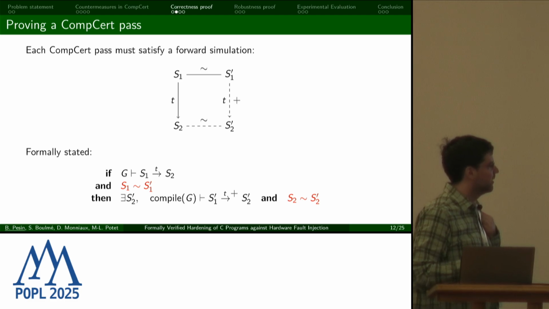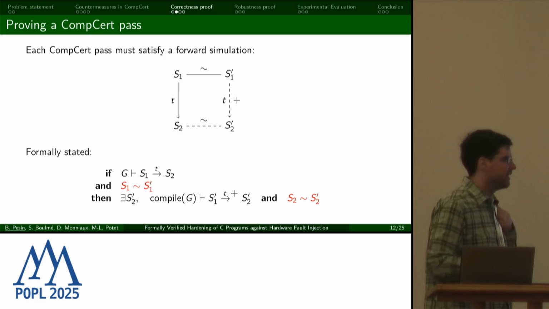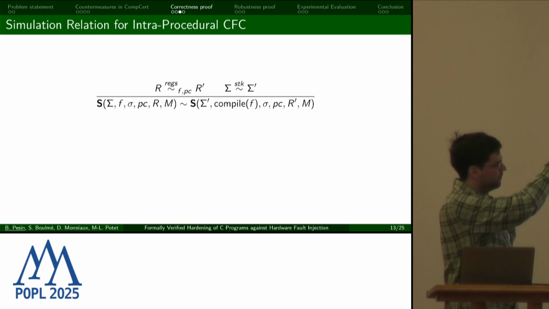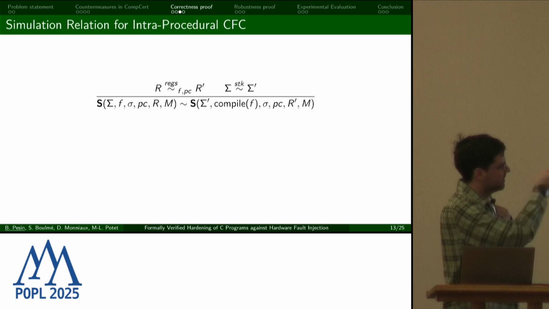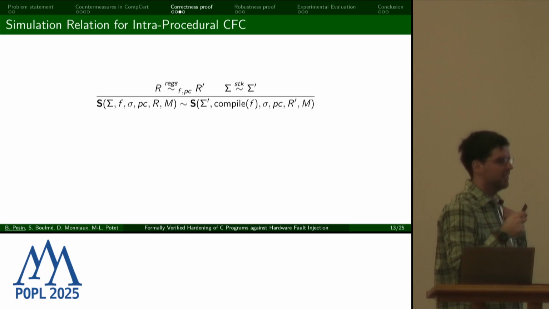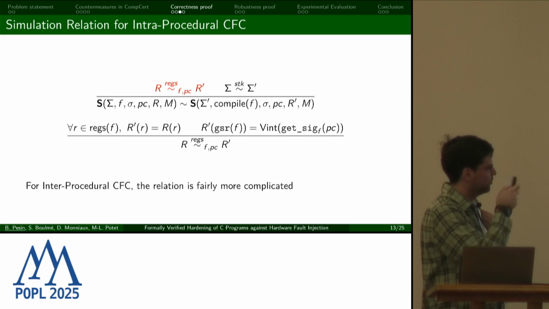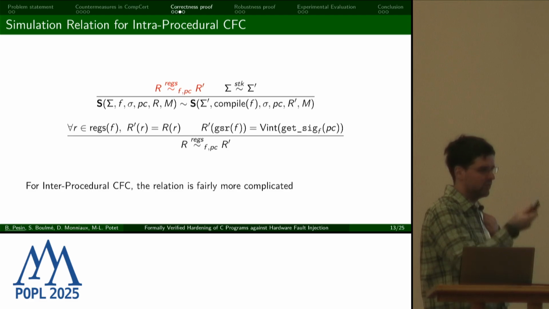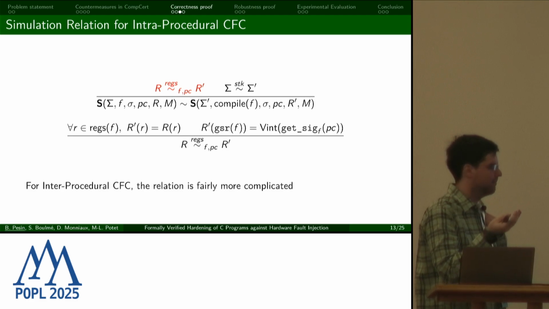In practice, my experience is that the most difficult part of any proof is actually finding this relation. So here is a small example of the relation for our own compilation passes. For the intra-procedural one, it's not that complicated. We say that two states are in relation if their stacks are in relation and their registers are in relation in the following sense. Two sets of registers are in relation if for any register that already appeared in the source program, the values of the register in the target and source programs are the same, because we are just adding some new registers. So this part is easy.